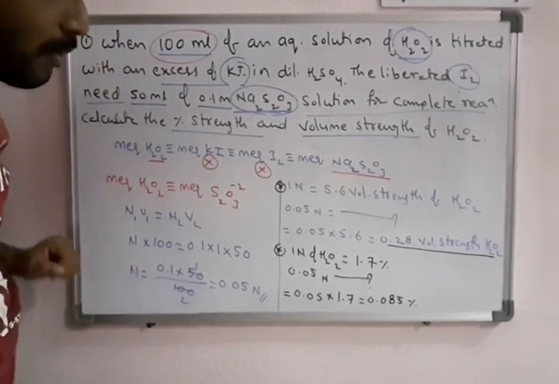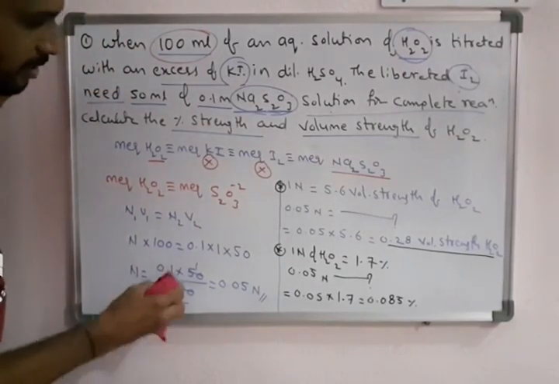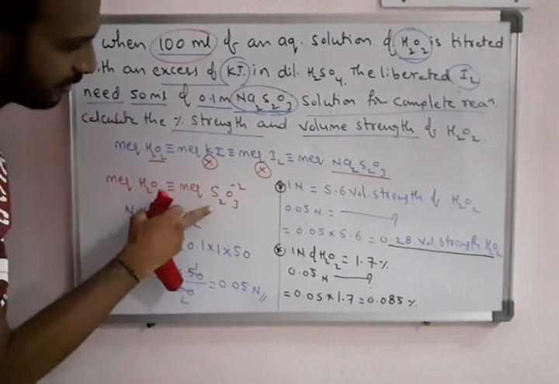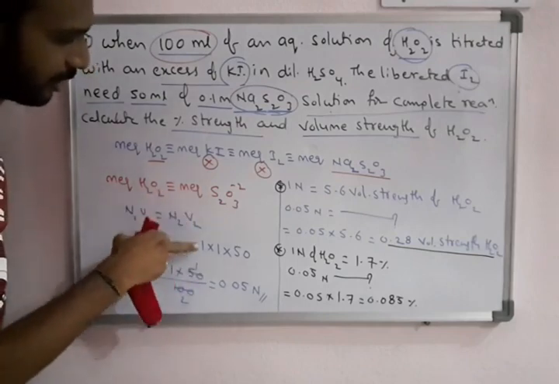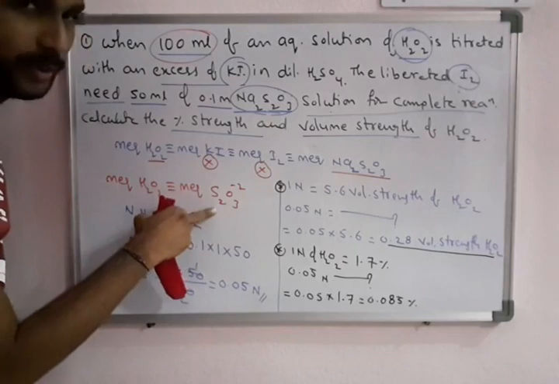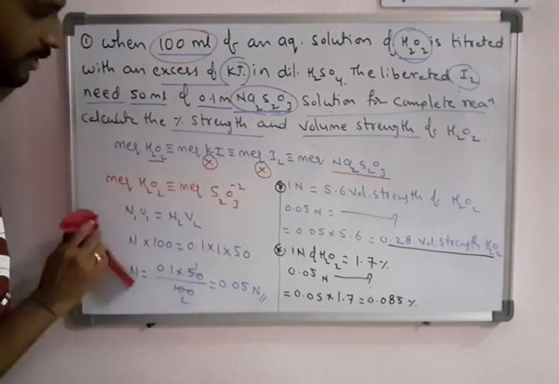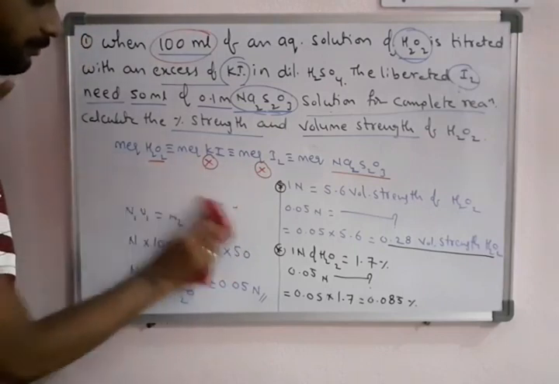Okay. Now, we said we will calculate the n factor for S2O3. Now we see what the n factor is in S2O3.